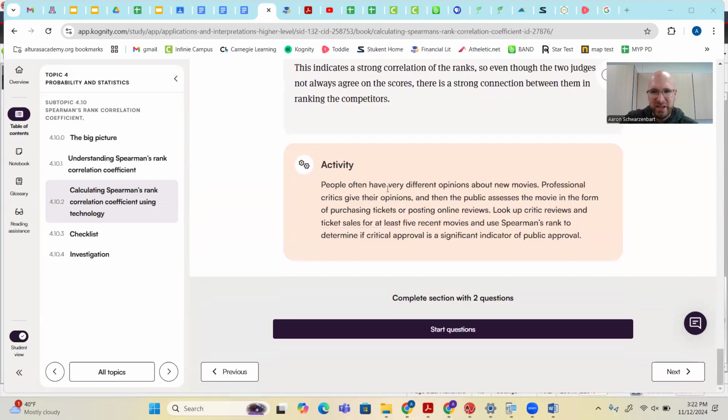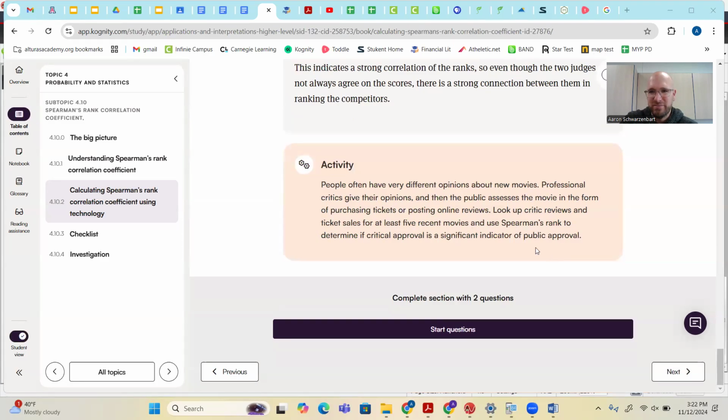So we're not going to actually do this, but it's worth thinking about. People often have very different opinions about new movies. Professional critics give their opinions and then the public assesses the movie in the form of purchasing tickets, posting online reviews. Look up critic reviews and ticket sales for at least five different recent movies and use Spearman's rank correlation. You'd find they should be somewhat similar.